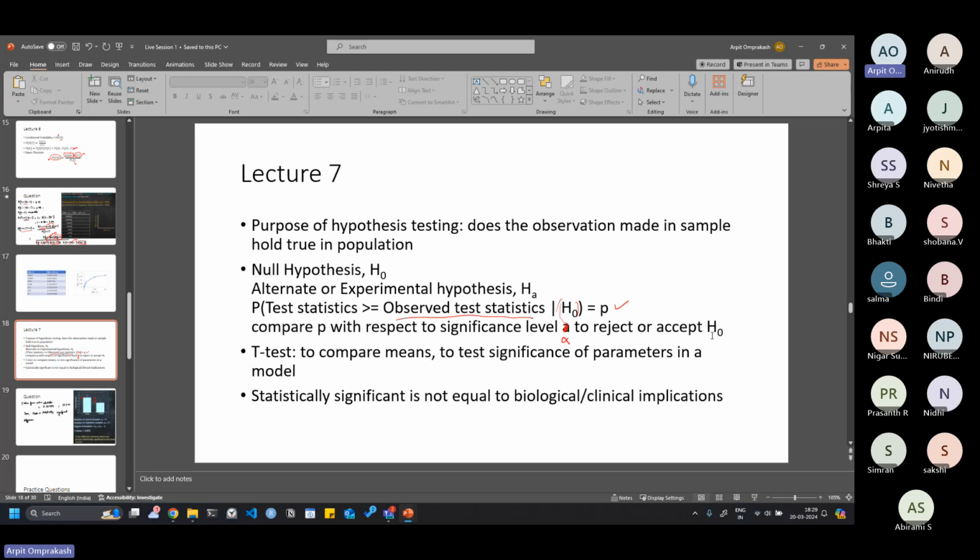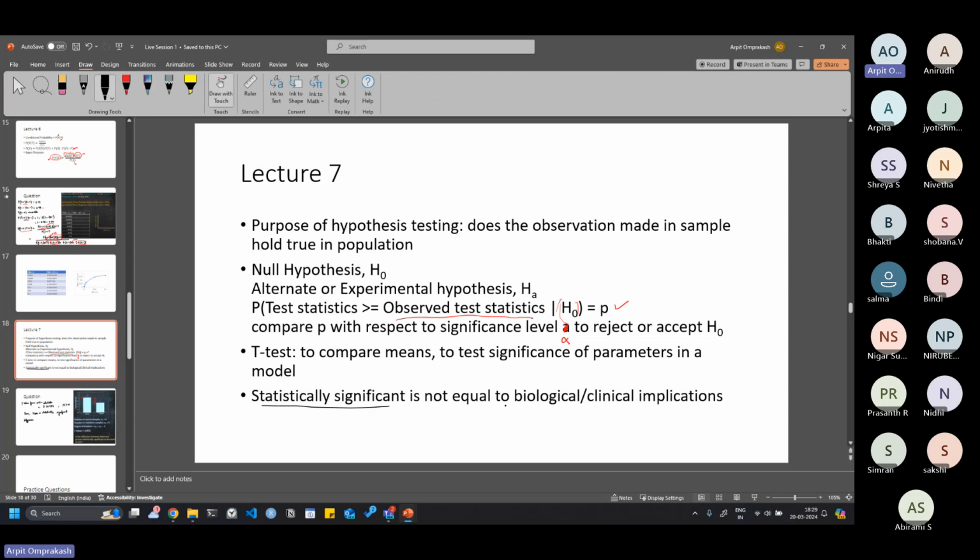Right. The most important thing to take away from here is that if your result is statistically significant, it does not mean that it has any biological or clinical implications. Something can be significant, but the change might be so low that there is no biological effect or clinical implication of whatever is happening. So that is something that you need to decide based on the experiment you are doing and on the kind of data that you are basically trying to work on.